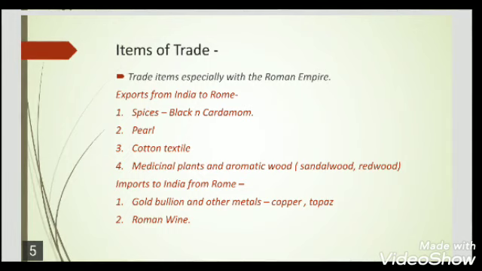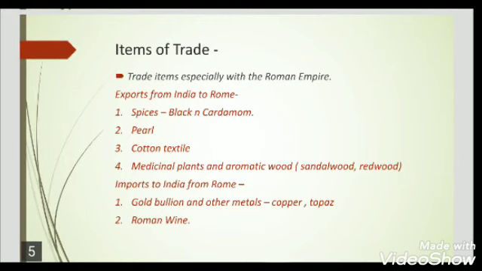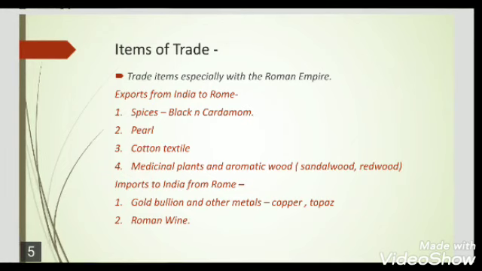Then you have pearls, which is not mentioned in your book. Just make a note of it: pearls were a very important commodity of trade, especially in the Tamilakam region, with the Roman Empire. Then you have cotton textile, which was in high demand in Rome. Remember, Indian cotton is one of the best cotton textiles produced in the world, rivaled only by Egyptian cotton. The quality of Indian cotton was even compared to Chinese silk.